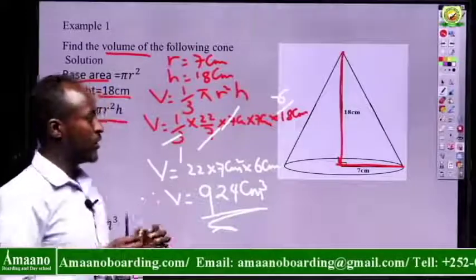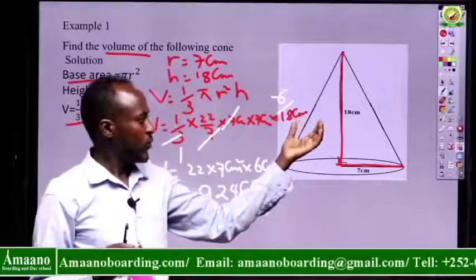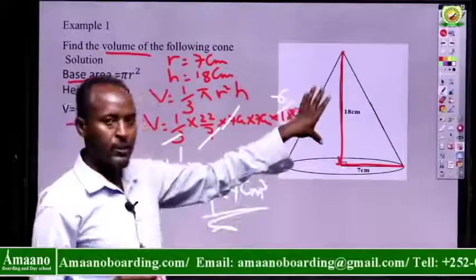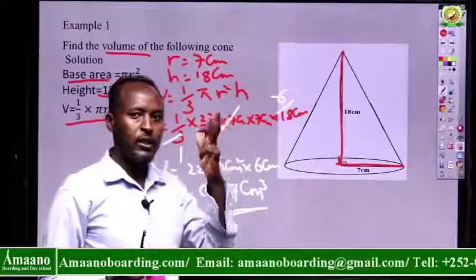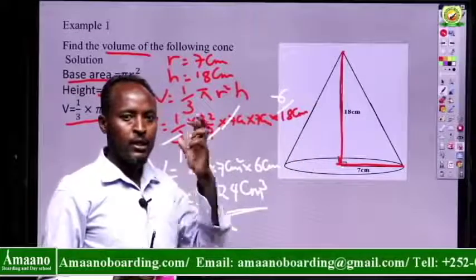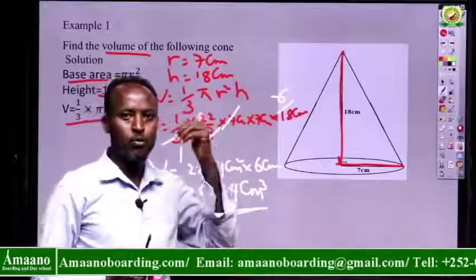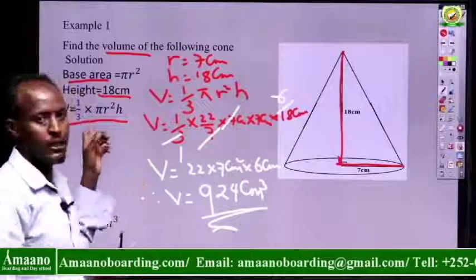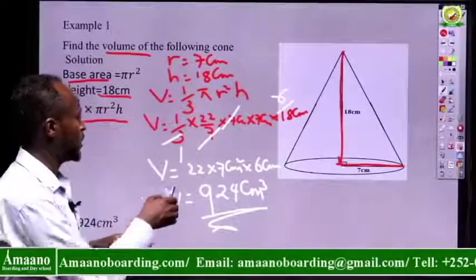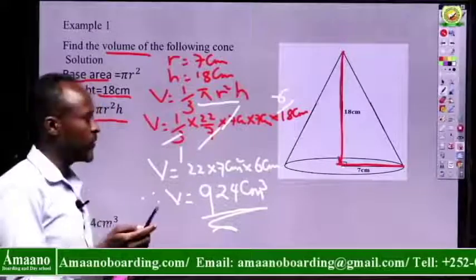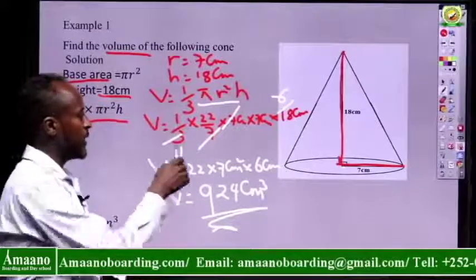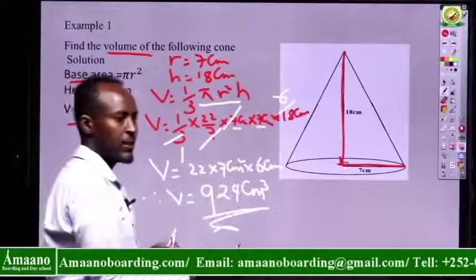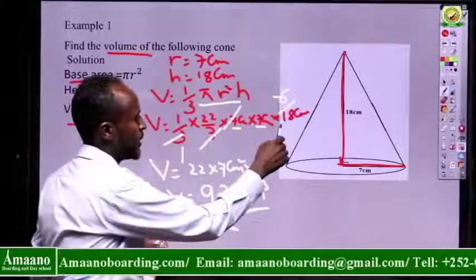Therefore, in order to find the volume of this cone, we have the radius r, the base radius 7 centimeters, and perpendicular height 18. First we can find the area of the base by using pi r square. Then we can apply the formula for the pyramids, or we can use the formula for finding the volume of a cone, which is given here as 1/3 pi r square h. That is the formula for the volume of a cone. 1/3 is constant. Pi is 22/7. r square is 7 centimeters times 7 centimeters, which is 7 squared, times the height, which is 18.